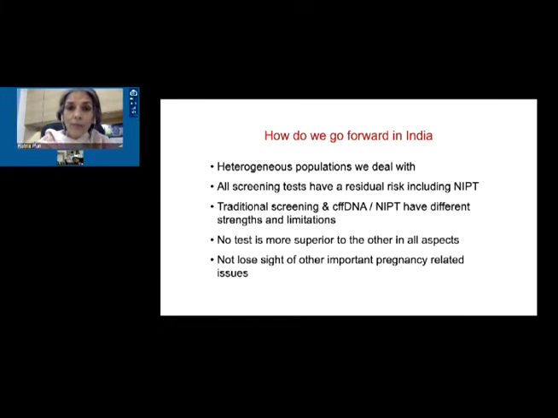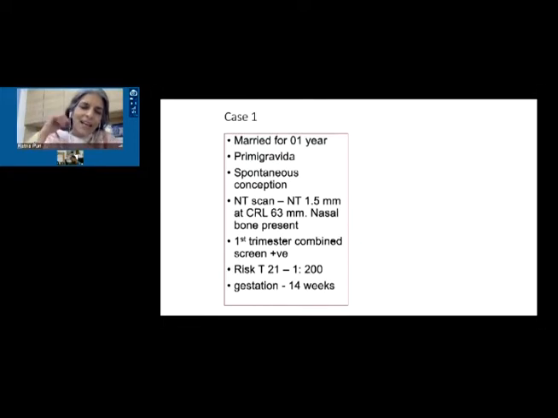Traditional screening, NIPT, or invasive testing. Everything has its strengths, everything has its limitations. Amongst the screening tests, no test is superior to the other in all aspects. And it is very important that for NIPT and for Down syndrome, we do not lose sight of the other important pregnancy-related issues. And I'm going to take my thoughts through with a couple of cases.